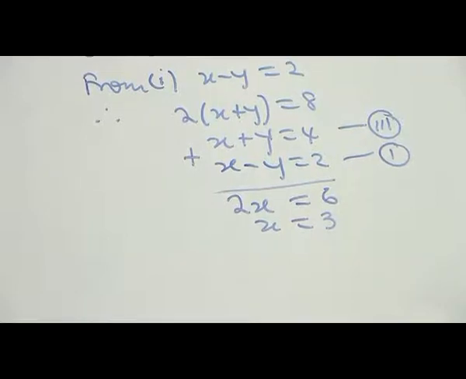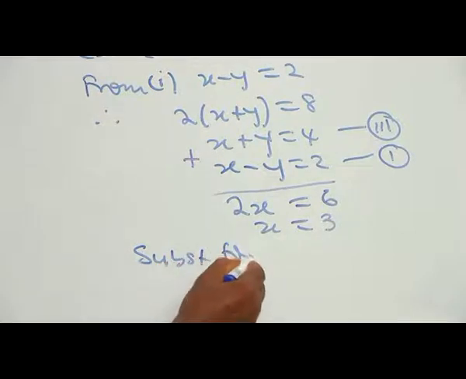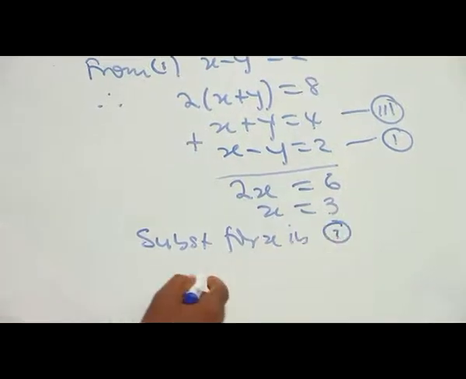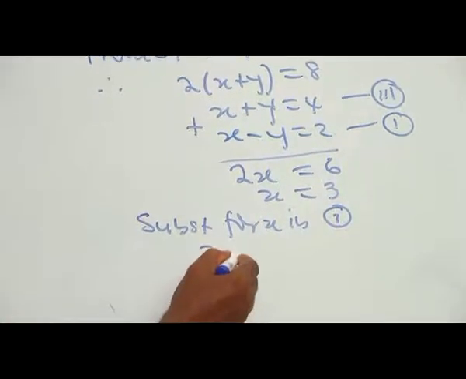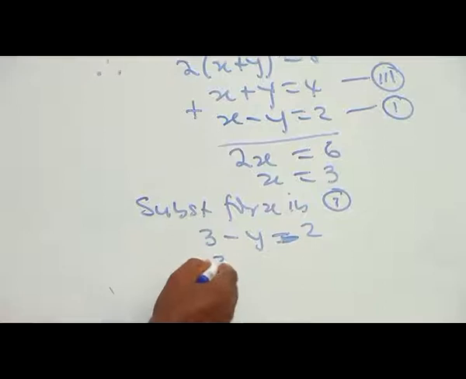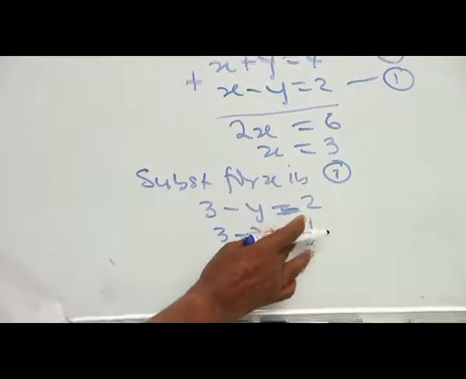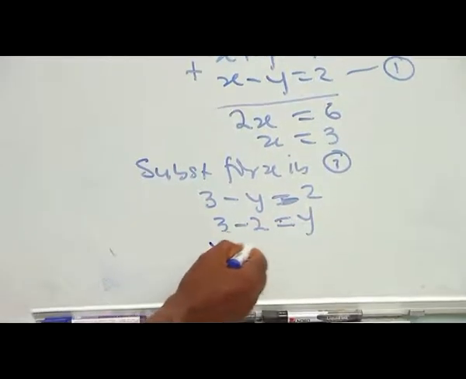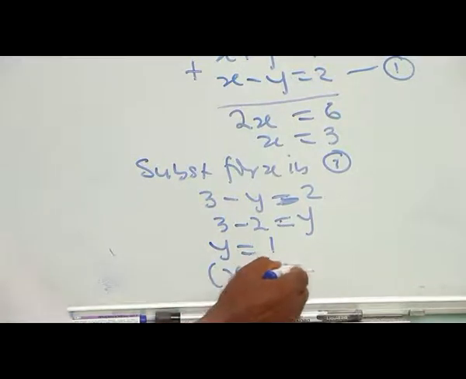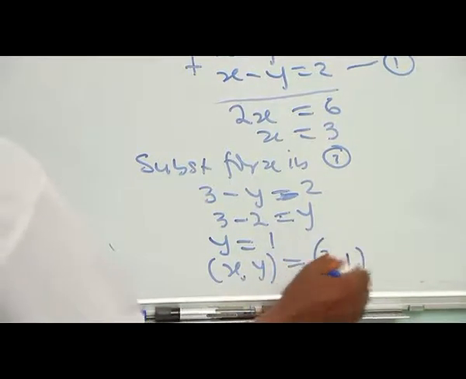Now that you have gotten the value of s to be equal to 3, you can then substitute for s in any of the equations. So let's put it in equation 1. So we have s, which is 3, minus y is equal to 2. Now, collect like terms, we have 3 minus 2 is equal to y. I move this to this side and I bring this to this side, so that we now have this. Therefore, your y is equal to 1. So, in conclusion, s and y in this case: your s is 3 and your y is 1.